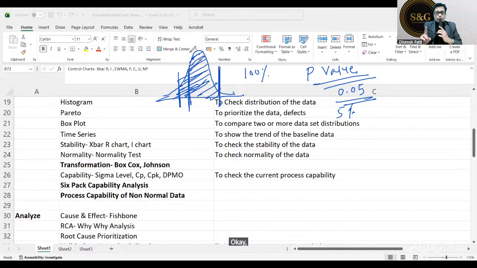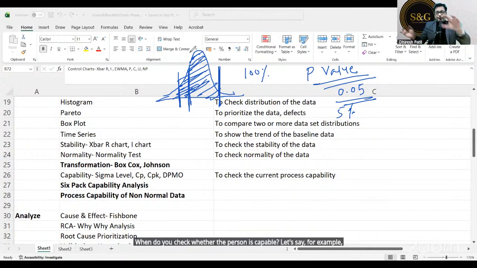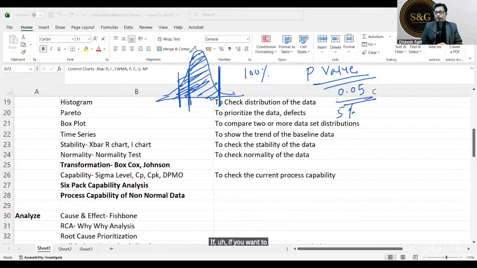Okay. Now, when do you check whether the person is capable? Let's say, for example, if you want to take an interview of a person, will you take the interview when the person is in hospital or he is not fit? No, right? You will only take the interview when he's completely fit. And if you want to take an examination of a student, he's not well, he's not keeping well, there is some abnormality in his system, he's not fit for that, you should not take the test at that point in time. Same applicable for the process capability.